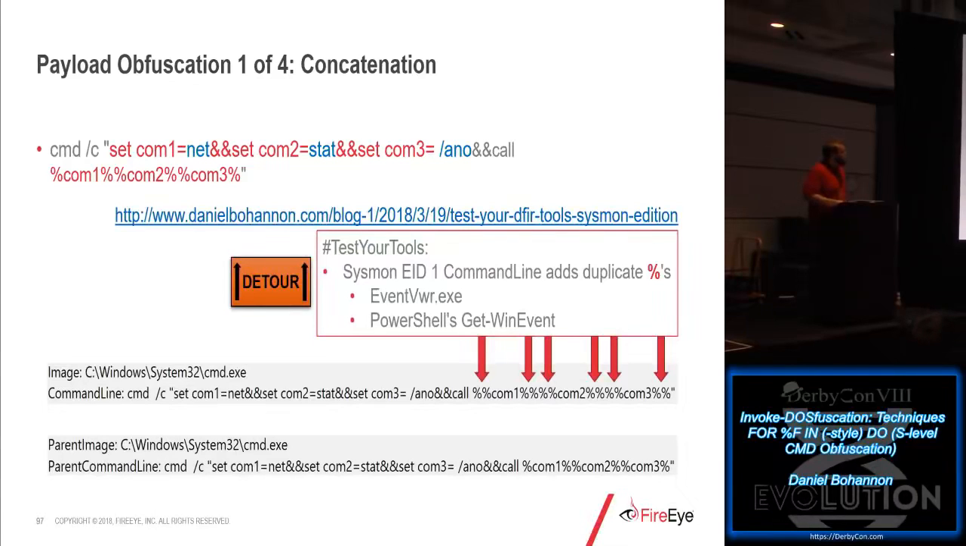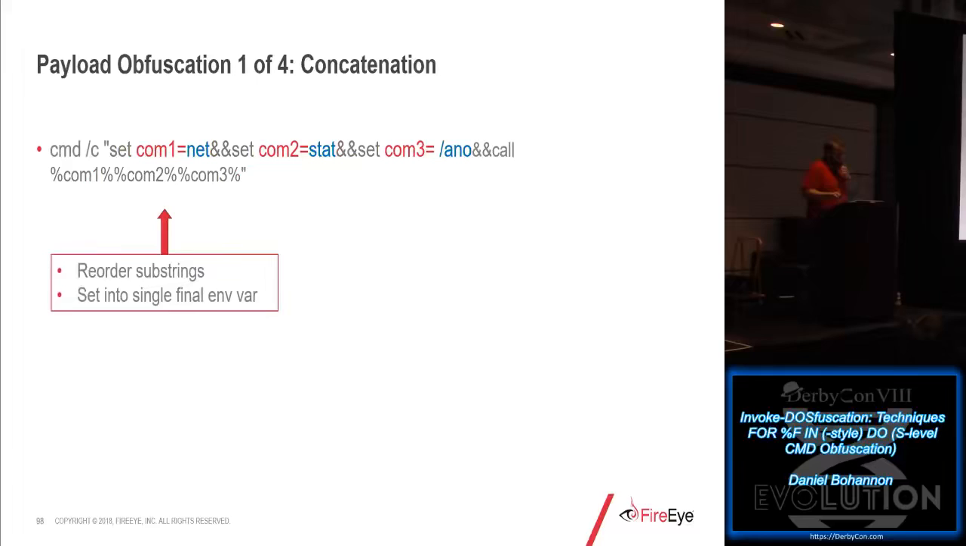I'll go forward on this. Basically, this was some stuff with Sysmon, where in some older versions, the escaping wasn't properly handled, and so using these percents showed up as 2%. There's a blog post if you want to read more about that. But if you're using Sysmon EID 1 for your detections, you definitely want to take a look at that and what it might mean for you.